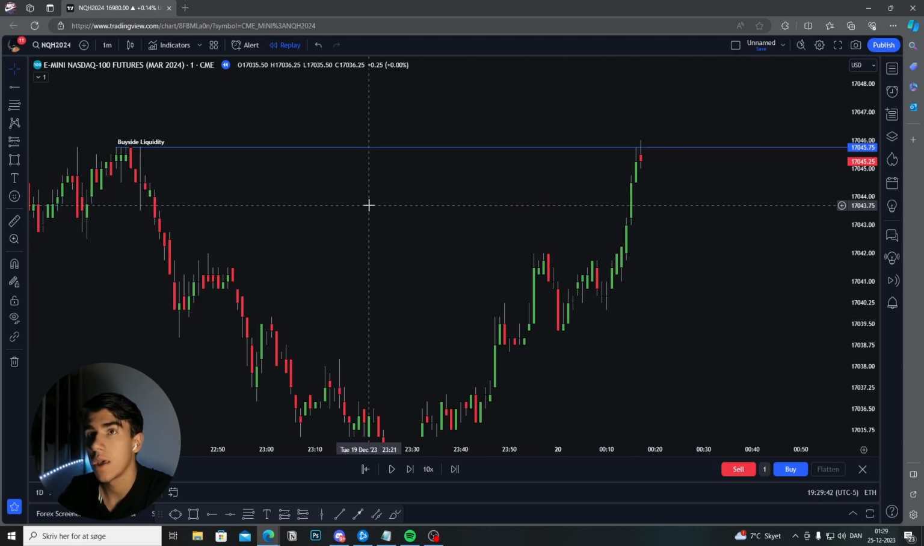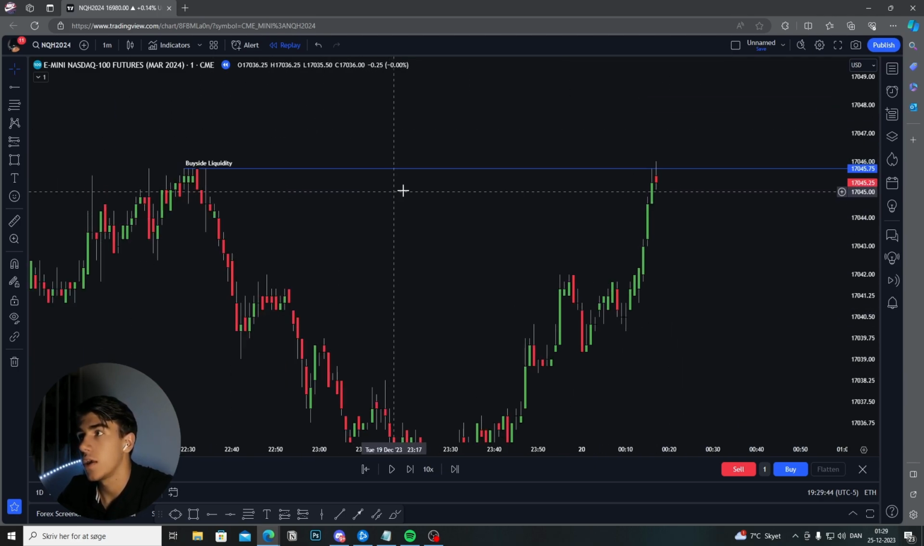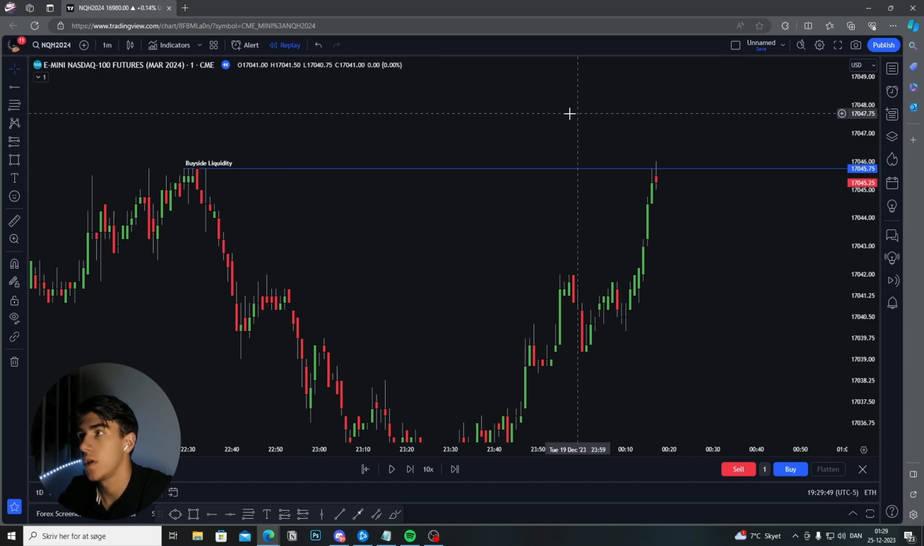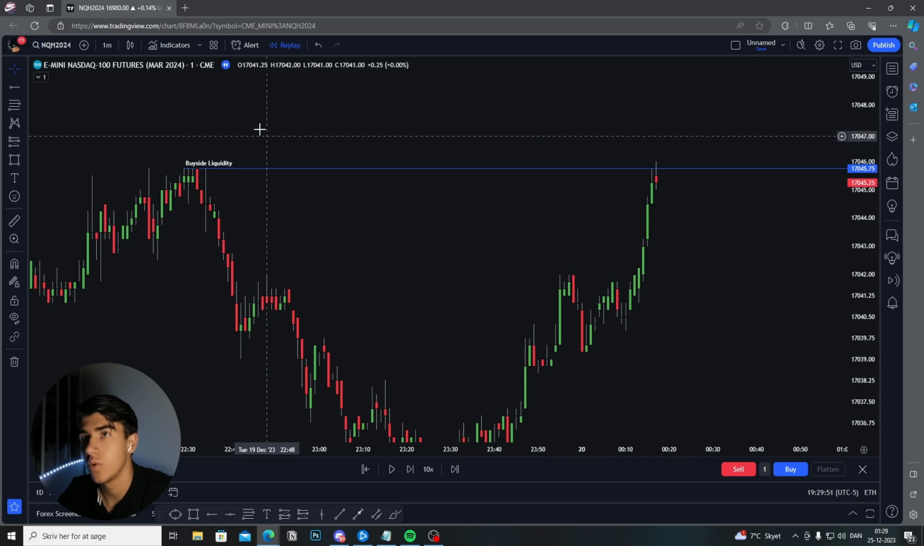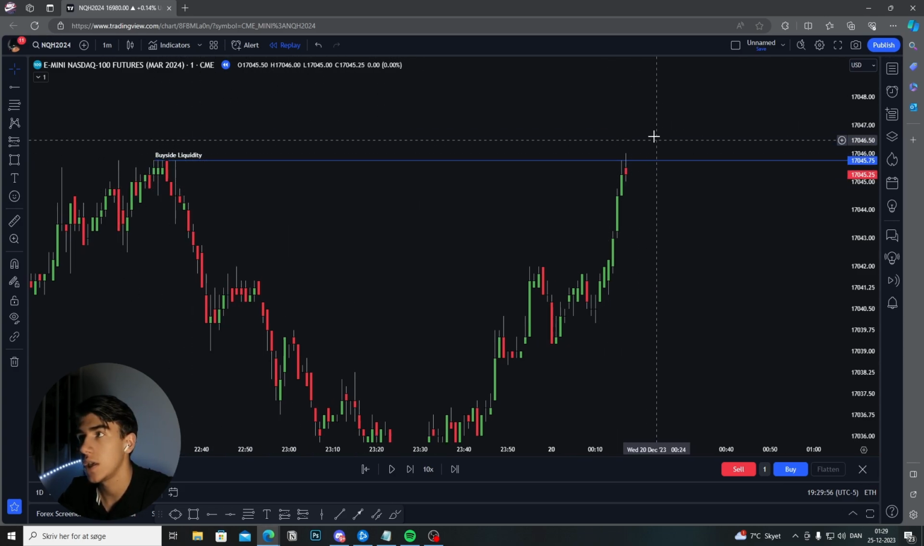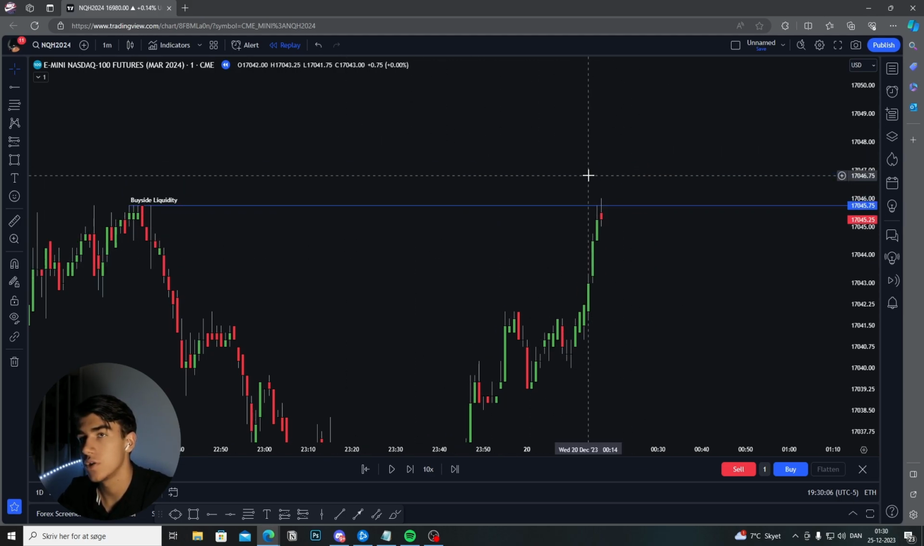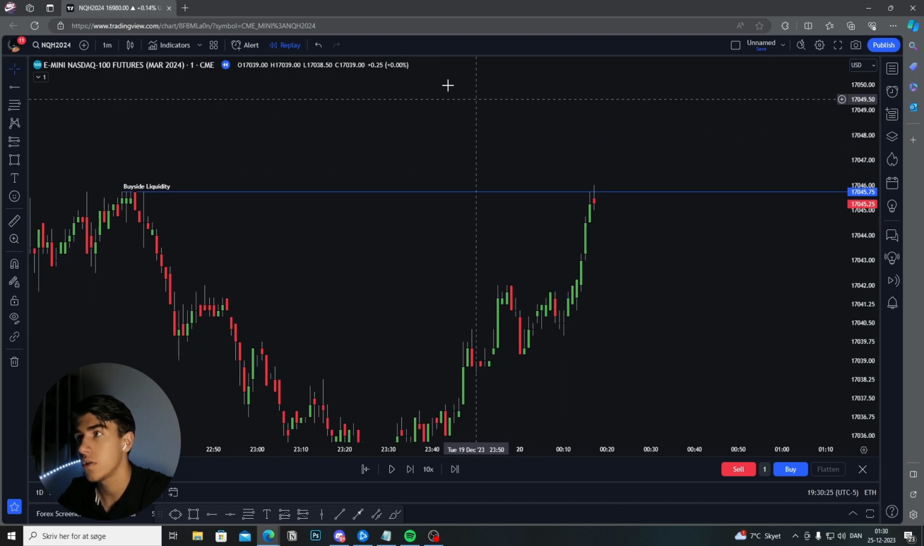So the first example I am going to give you is a great example of an ICT 2022 model where we look for a predefined liquidity level, which we have here. We have equal highs here in the 1 minute, which just got taken out. But how do we know if this is actually a valid liquidity sweep or if we're just going to continue higher? Well, what you look for is displacement.